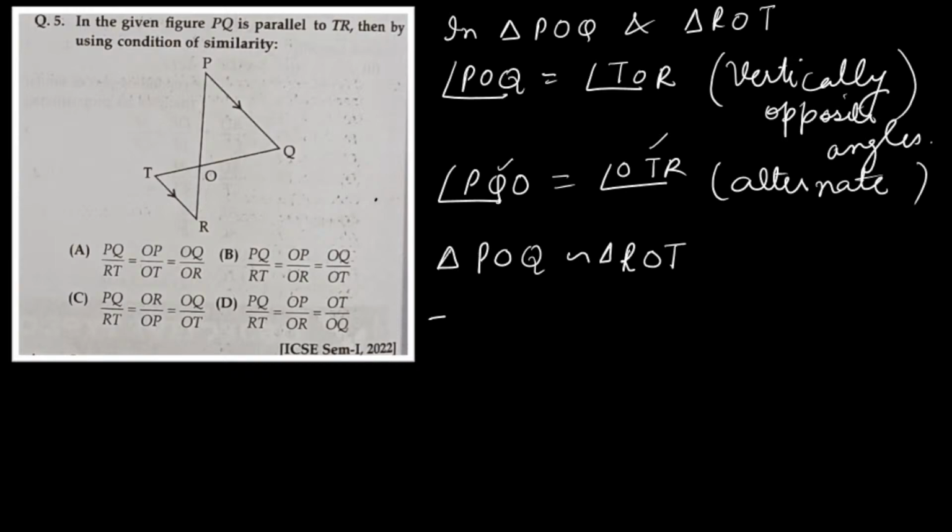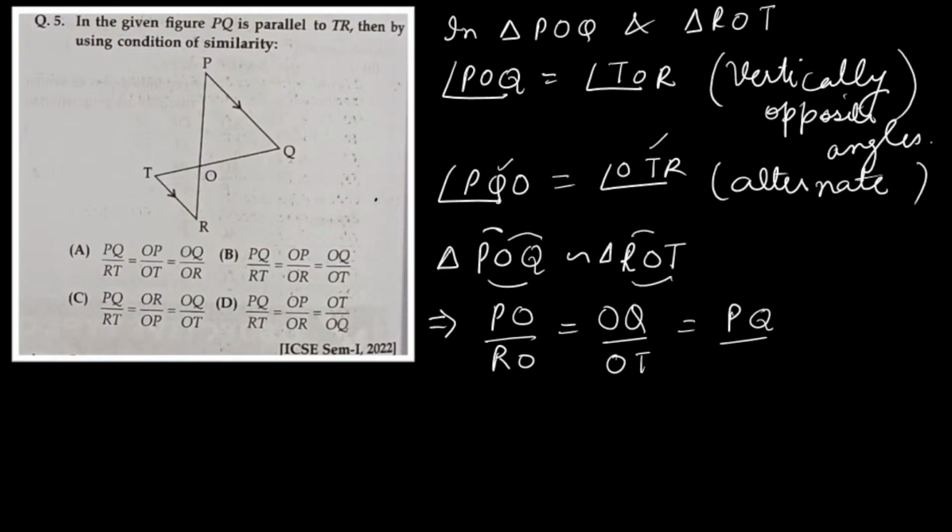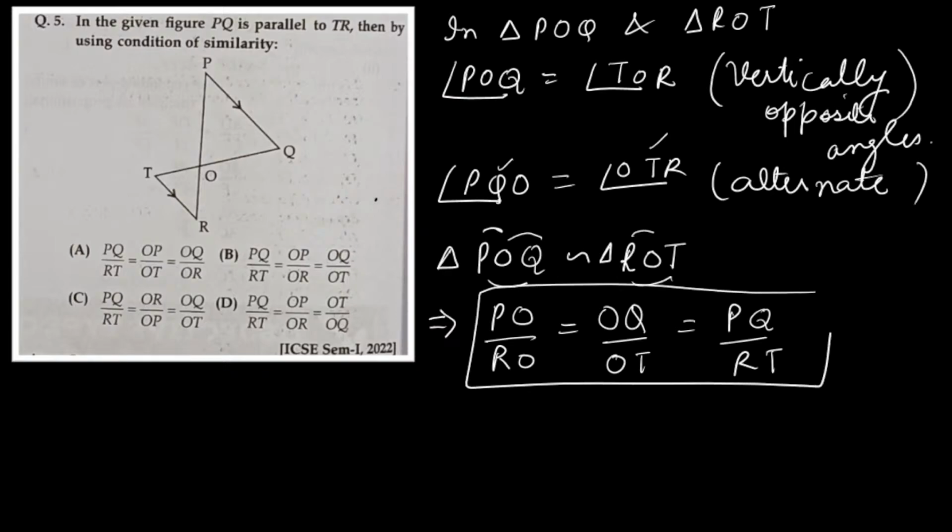Now I'll write the ratio of the corresponding sides because I've already proved them similar. So PQ is corresponding to RT, PO by RO is equal to OQ by OT, which is equal to PQ by RT. So do you see this ratio in any of the options?